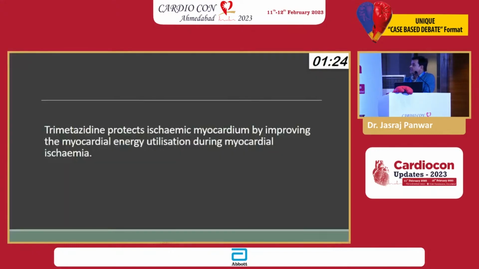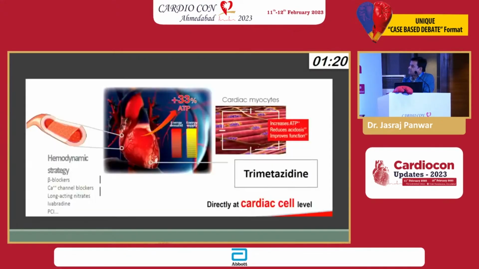So it primarily protects the ischemic myocardium by improving myocardial glucose utilization during ischemia, and it directly inhibits cell toxicity, increases ATP, reduces acidosis, and improves function. So it directly benefits survival in cardiac patients.